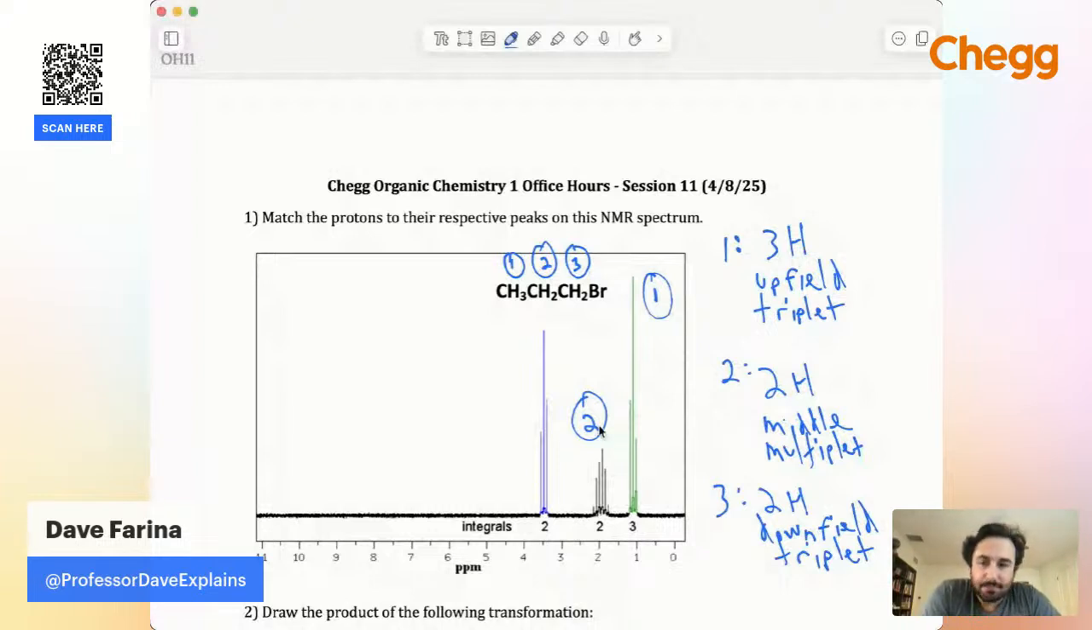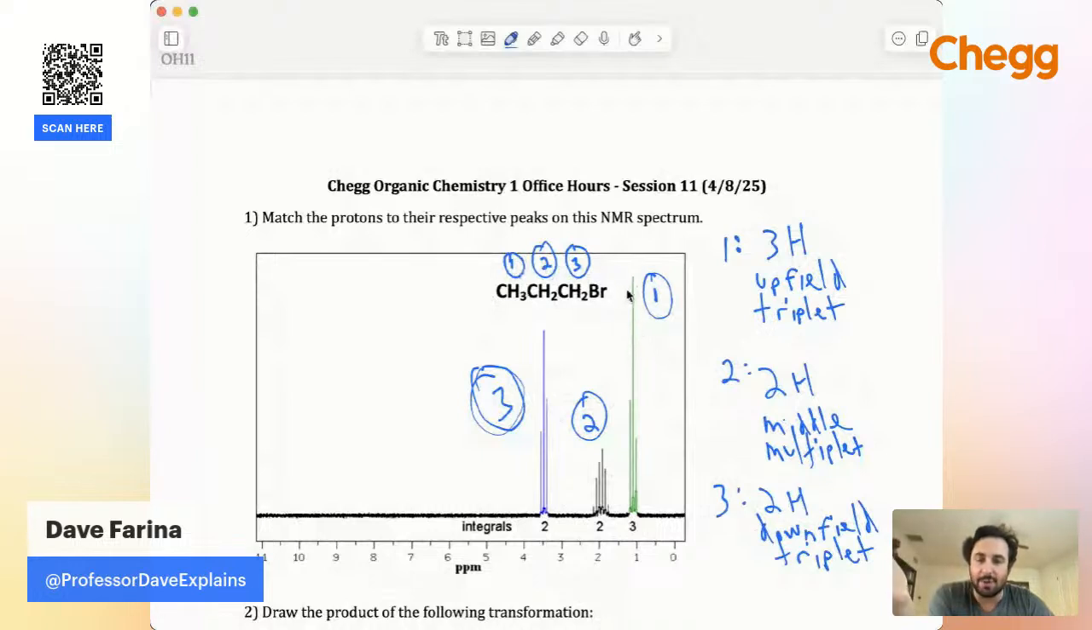And then lastly, number 3, we have a 2H downfield triplet. So here's 2H. It's the most downfield, and it is a triplet. So that looks good. So when you're doing these assignments, you really want to try to corroborate the peak assignment with all 3 of these data, right? You need integration, you need chemical shift, and you need splitting pattern. And if all 3 of those agree on the assignment, then you can be really confident that you got the right assignment.